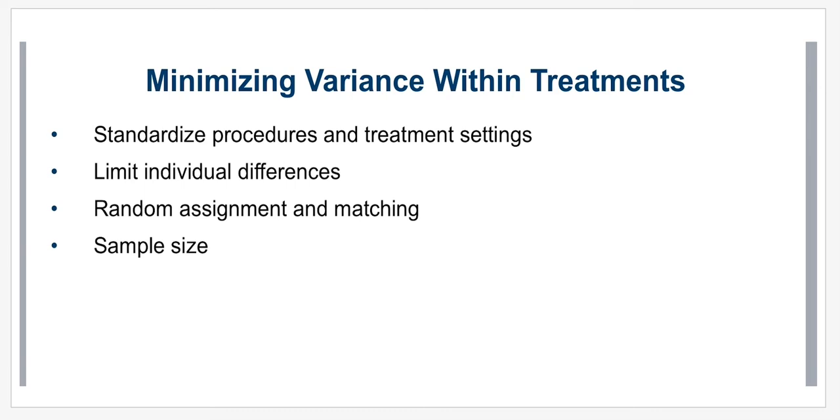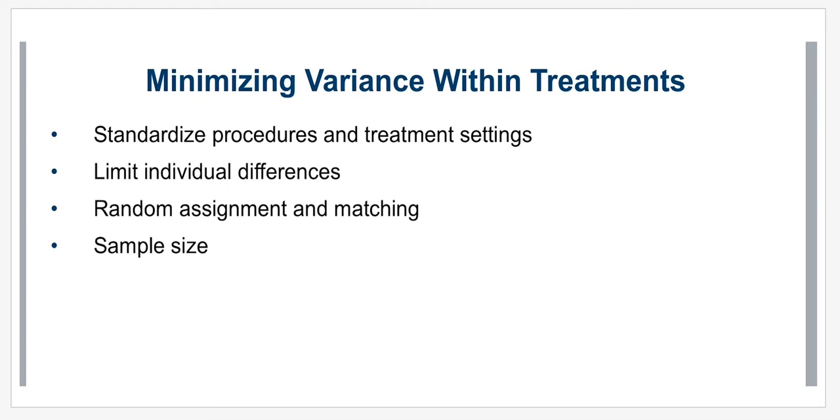Now, another way that you can minimize variance is by limiting the individual differences as much as possible, right? And so we kind of talked about that in 8.3 when we talked about restricting the range, like if we're talking about age or whatever. And so you want to limit those individual differences as much as possible, whether that's holding variables constant or limiting that range.